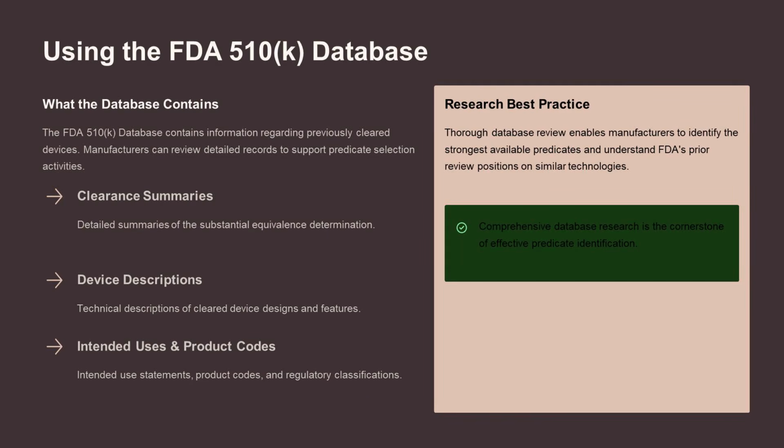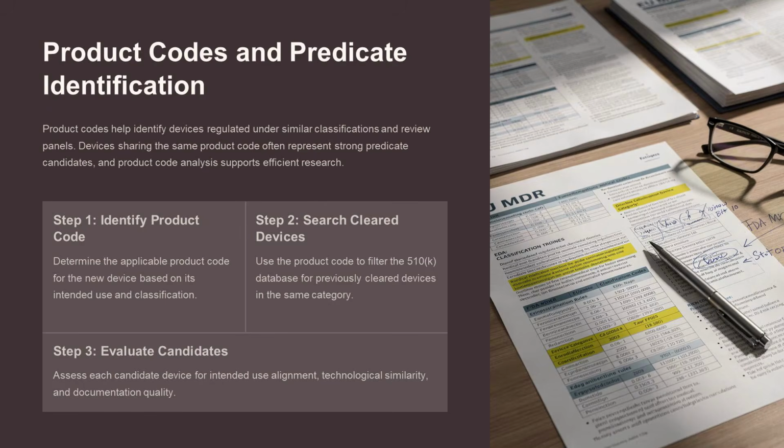It includes clearance summaries, device descriptions, and intended uses. Comprehensive database research is key to effective predicate identification. Product codes help identify devices regulated under similar classifications. Using the same product code streamlines the search for predicate candidates, ensuring efficient research and evaluation.